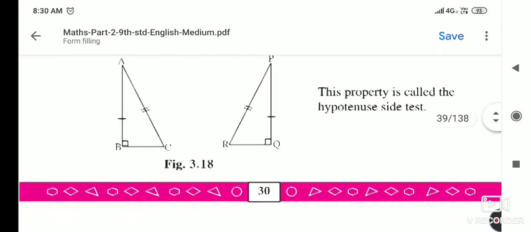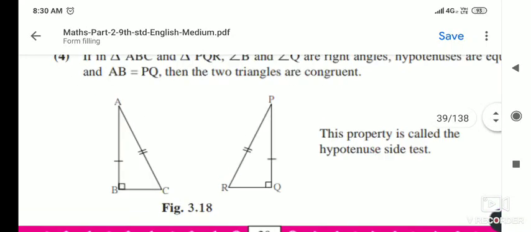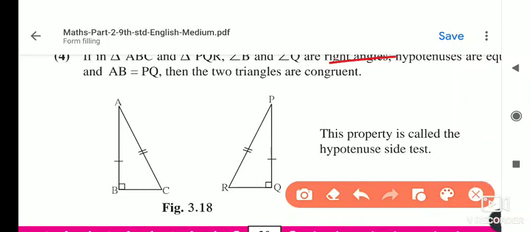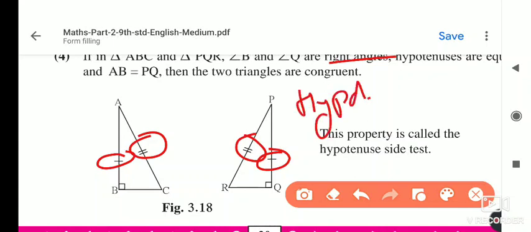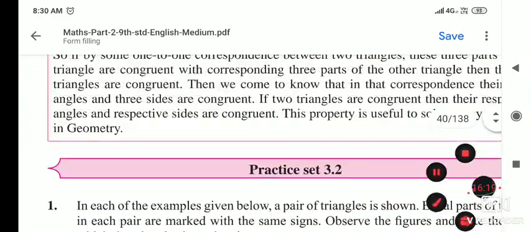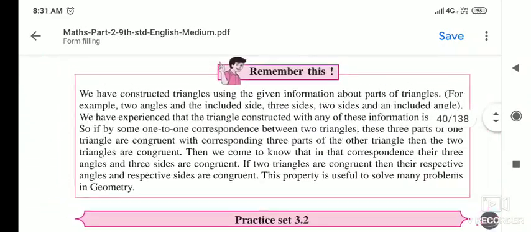And at last we saw the hypotenuse side test. This test we can apply for right angle triangles. If the triangle is a right angle triangle and its hypotenuse is congruent to the hypotenuse of the other triangle, and one of the remaining two sides is congruent to the corresponding side of the other triangle, then these two triangles are congruent to each other by the hypotenuse side test. Understand? So these are the four tests of congruency we see now.